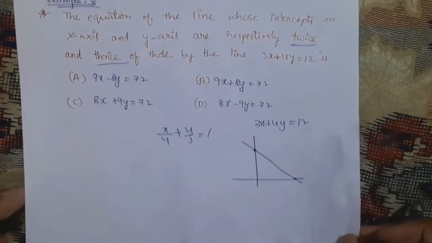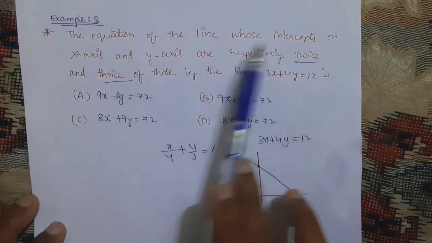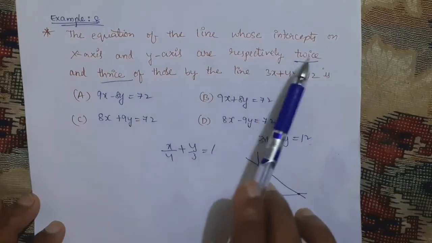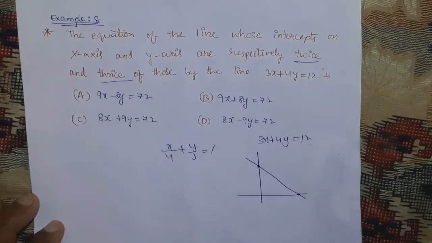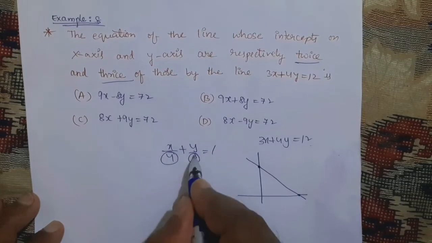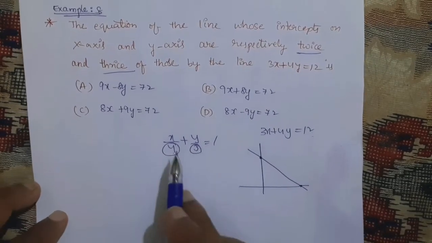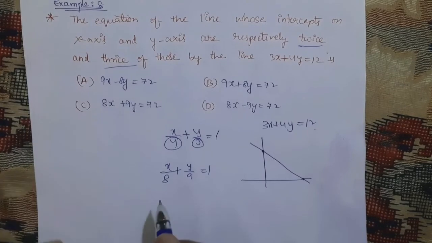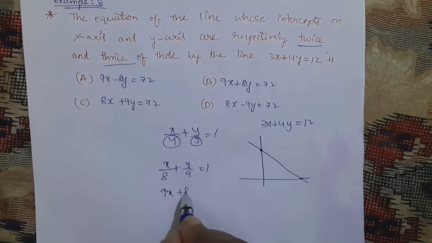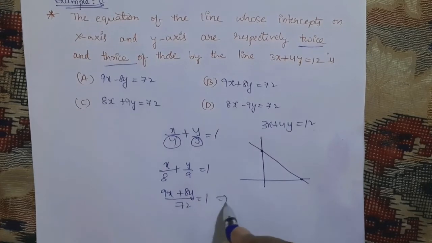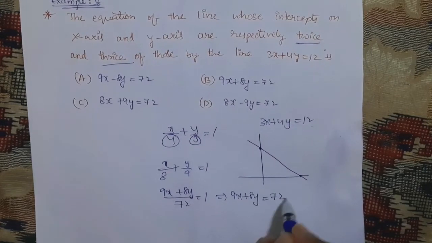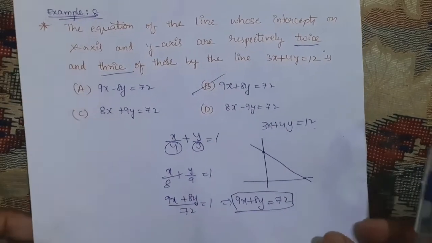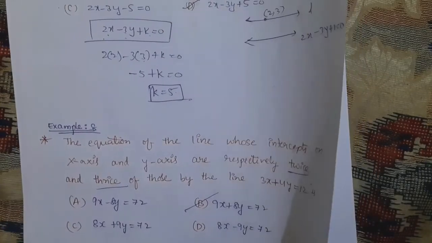Now what they are telling, if you observe the question, the equation of a line whose intercepts on the x-axis and y-axis are respectively twice and thrice of this line. So this is the x-intercept and this is the y-intercept. Twice of this is x by 8. Thrice of this is y by 9 is equal to 1. That means if you cross multiply you will get 9x plus 8y by 72 equal to 1. That means 9x plus 8y is equal to 72. So which is option number B. Okay. Next. Last two examples for this session.